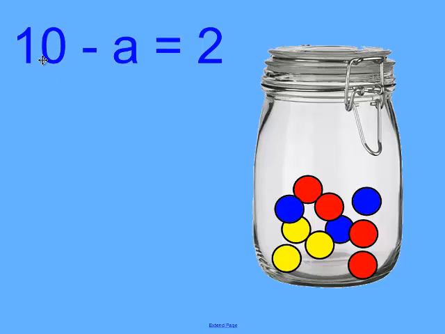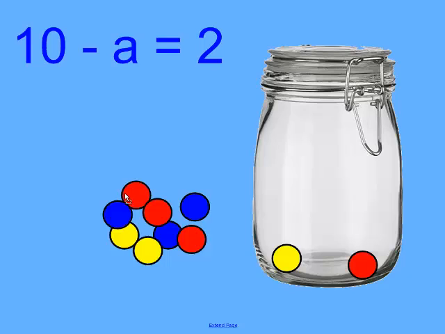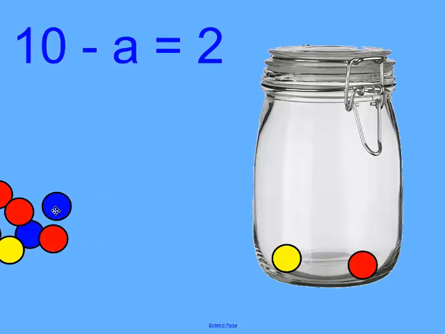This problem right here says 10 minus a equals 2. That means we started with 10 marbles, we took away a certain number, and that left us with 2 in the jar. So I'm going to go ahead and take that certain number of marbles out. We have 2 left in the jar. Now to figure this out, you can think: 10, if I take away some number, I'll be left with 2.